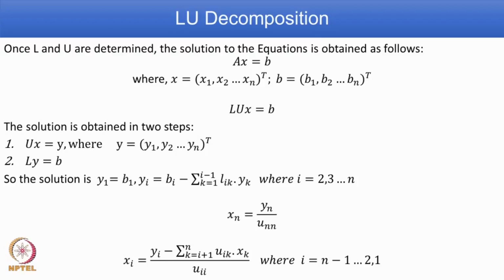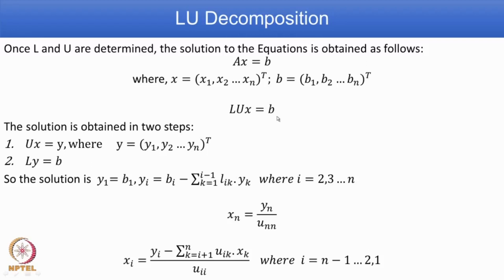So, once L and U are determined, the solution to the original equation is obtained as explained here. Ax equal to b is the original set of linear equations, where x is the unknown column vector and its transpose form is given here. b is again the known value matrix on the right-hand side, also given in the form of a transpose here. We have decomposed the original A matrix into LU.